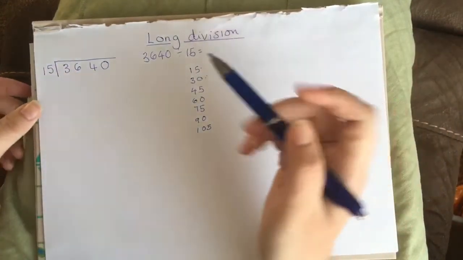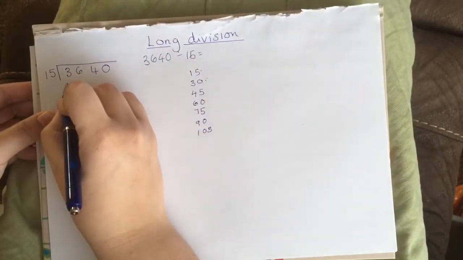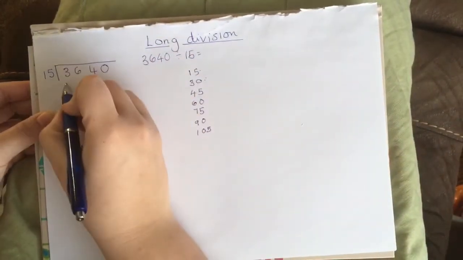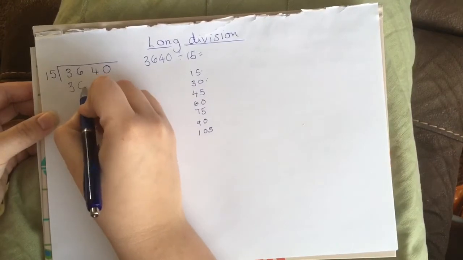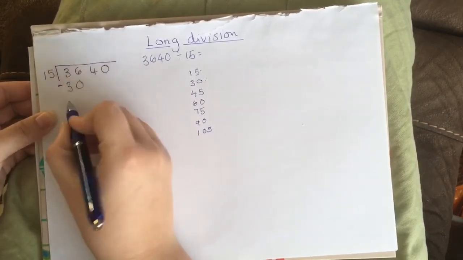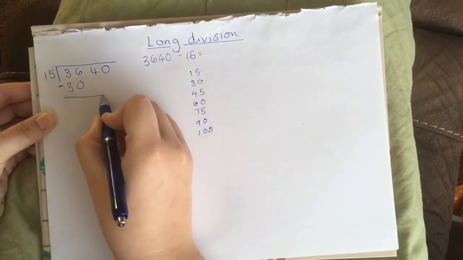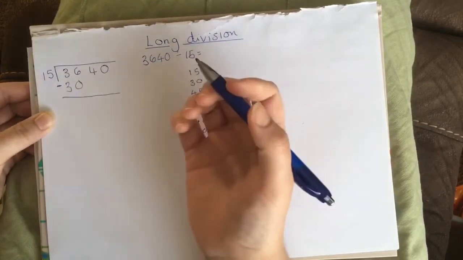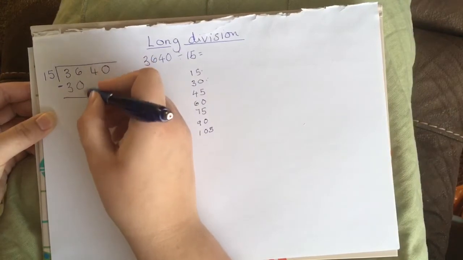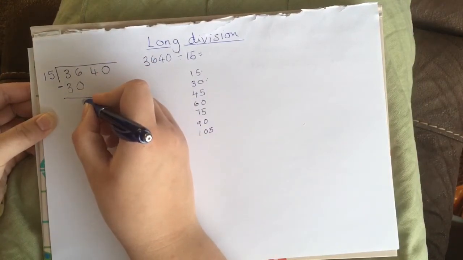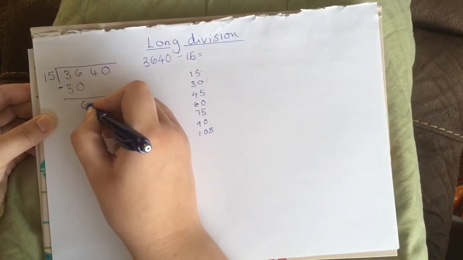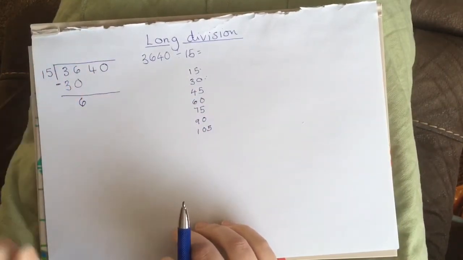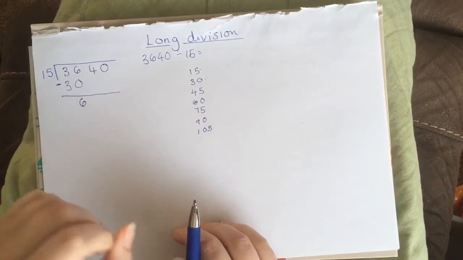Now, this is what I mean about the taking away. Just like when you're doing a takeaway in column subtraction, you write the 30 underneath your 36, do a little takeaway sign, and then do your line underneath. And then you do 3 take away 3, well that's 0. 6 take away 0 is 6. So that means out of 36, I'm now left with 6.